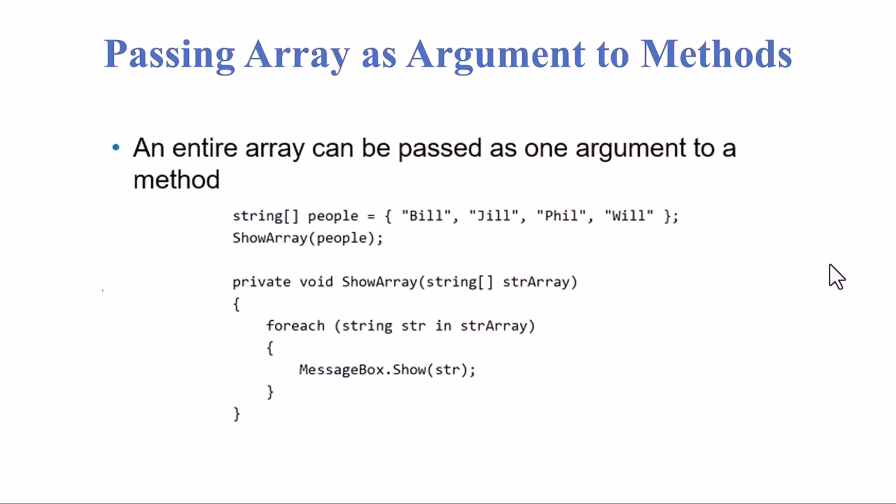And the entire array can be passed as one argument to a method. And there's a little example you're seeing on the screen right now where we've got a string array called people. It's got Bill, Jill, Phil, and Will in there, and we're going to show the array by using a message box. So we're going to pass people. The entire array is going to go off to this method down here, the show array method, which is going to grab it, and it's going to use a little loop to actually display each element in the array. So a message box can pop up 4 times. A little silly, but that's the way it works. And that's being able to pass the entire array.